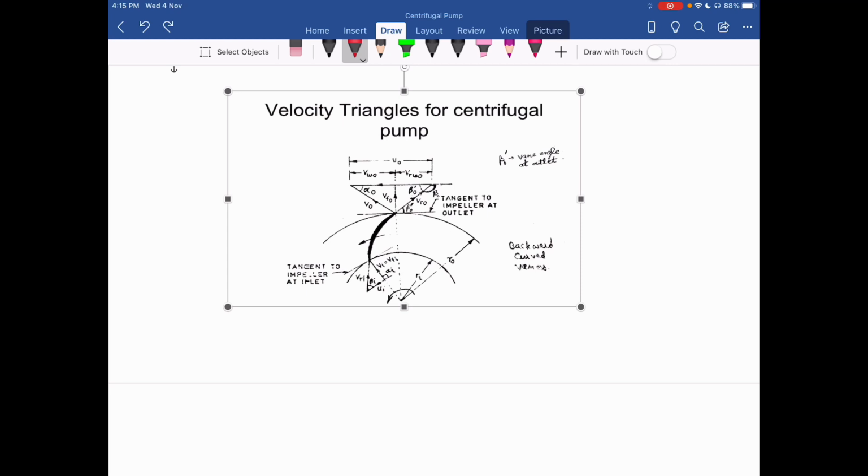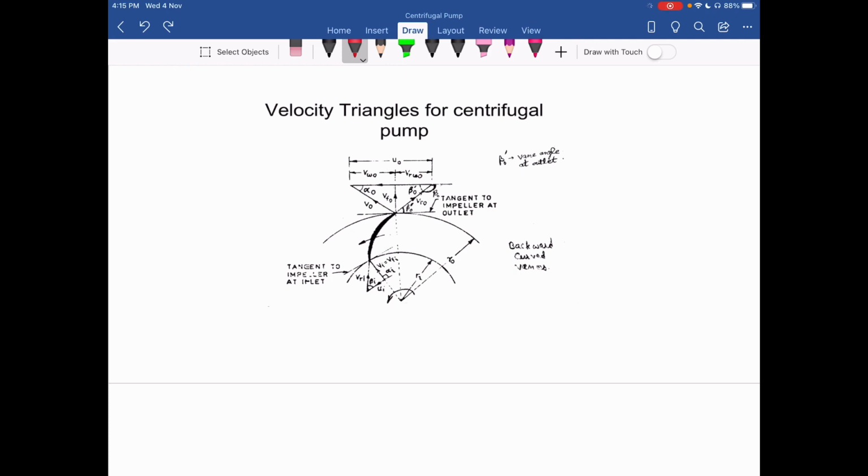Velocity triangles for centrifugal pump. Now you can see in this diagram, the velocity triangle for centrifugal pump is completely in the reverse direction to that of our reaction turbines. So you can see this is my inlet velocity triangle, and here is the outlet velocity triangle.